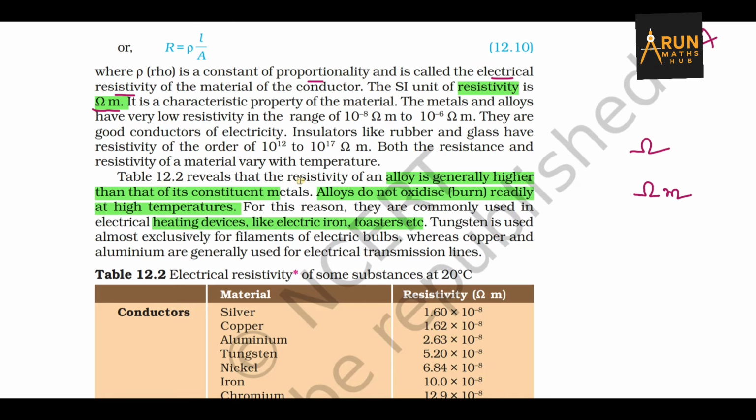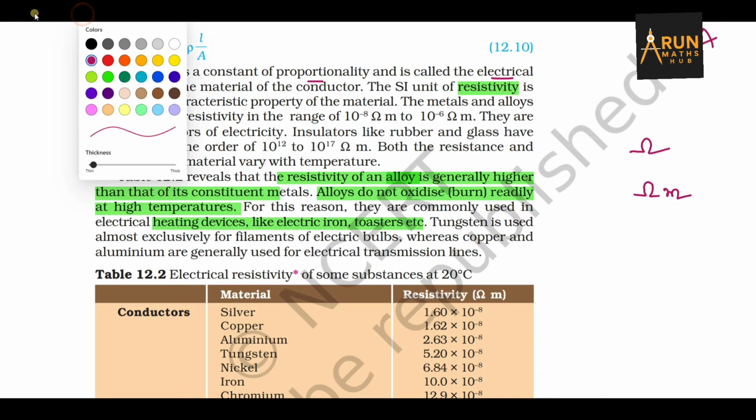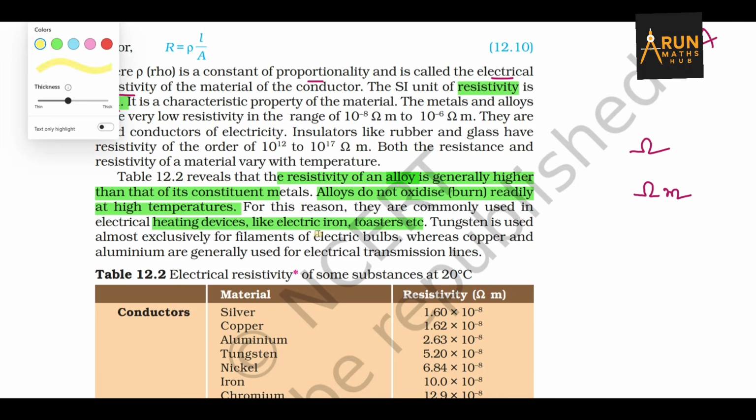So the resistivity of an alloy is higher than its constituent metals. That's why it is most commonly used in heating devices like electric iron, toasters, etc. And also you have one more important give-reason question here. Tungsten is widely used, exclusively used, for filaments of electric bulbs. Why?